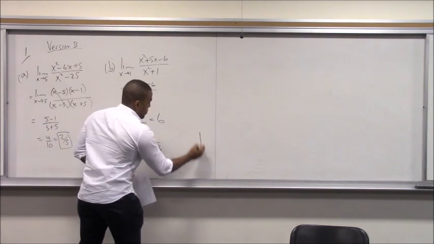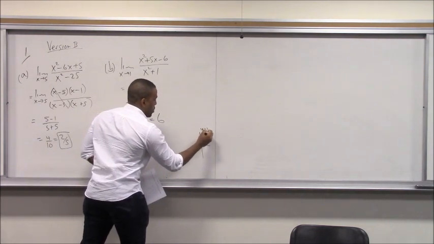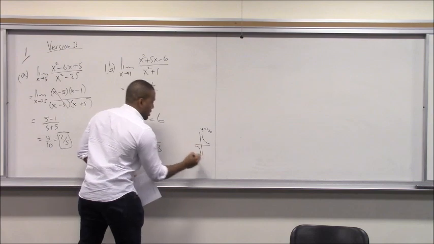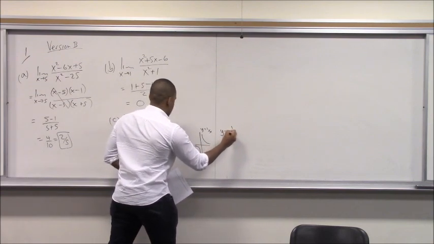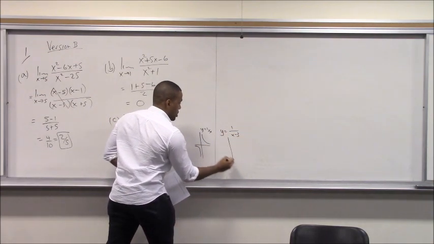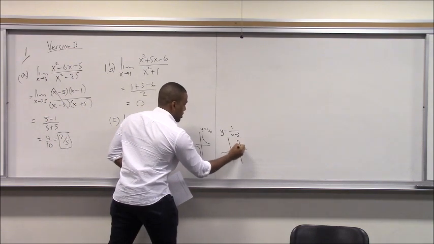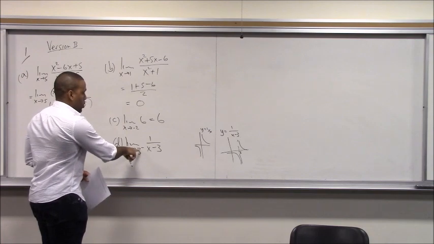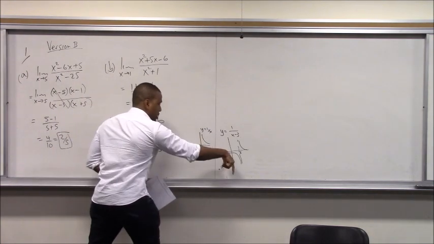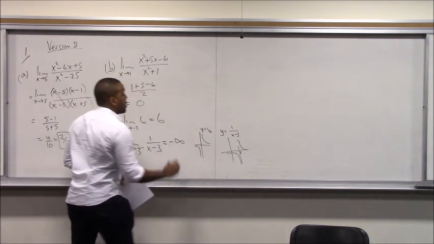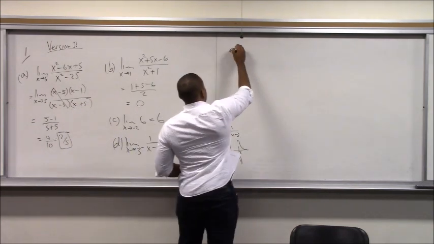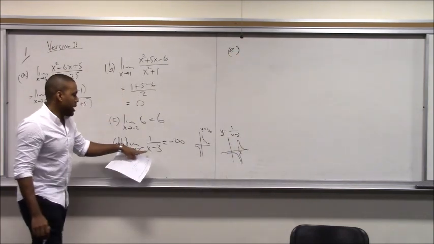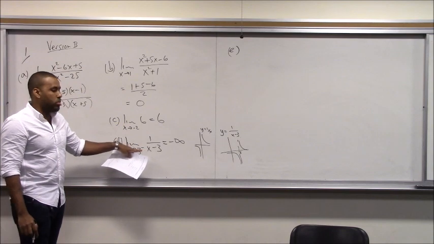Right, because the graph, right? So you know y equals 1 over x looks like this. So if your y equals 1 over x minus 3, it's just a shift to the right by 3. And so now you look at what's happening as you get to 3 from the left, and you see negative infinity.